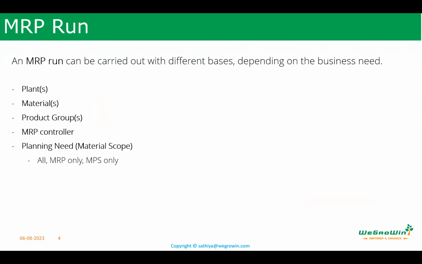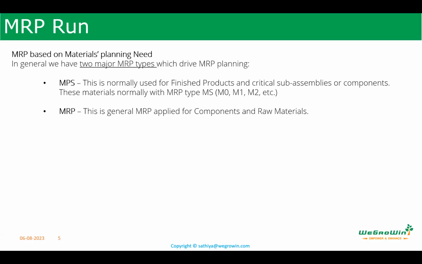Now, when you are running MRP, MRP can run on different bases. You can run the MRP on plant, on material, based on product group, or MRP controller, or planning need. Depending on the need, we can run the MRP on different bases. For example, MRP can be run based on the MRP type. The MRP types are MPS and MRP. MPS means master production scheduling. MRP means material requirement planning.